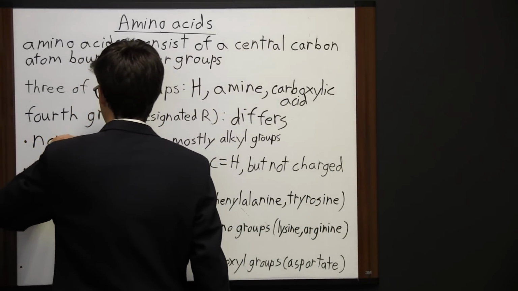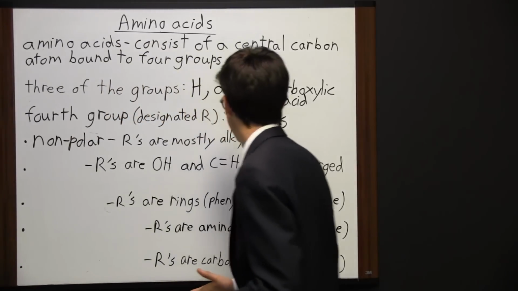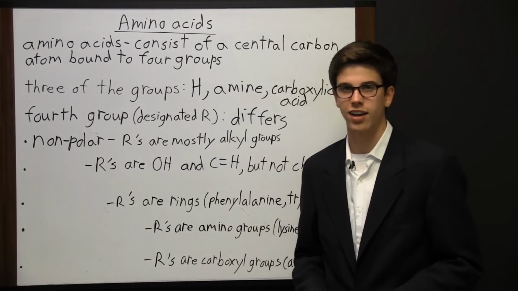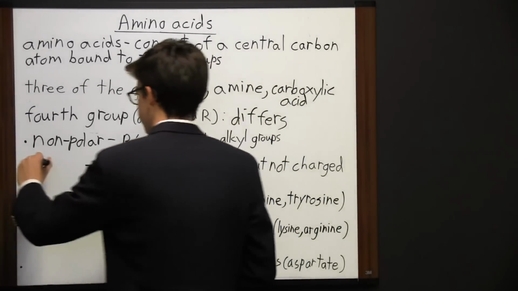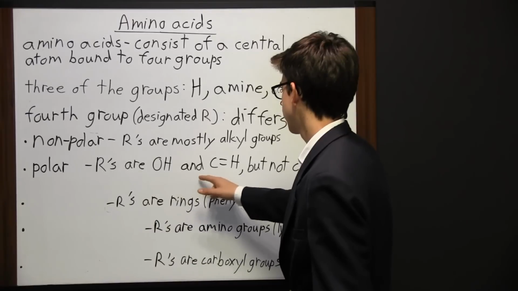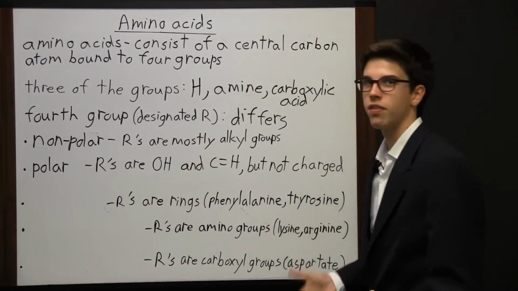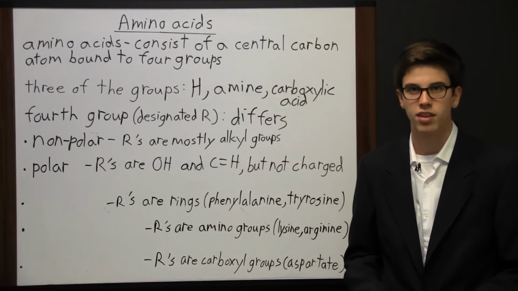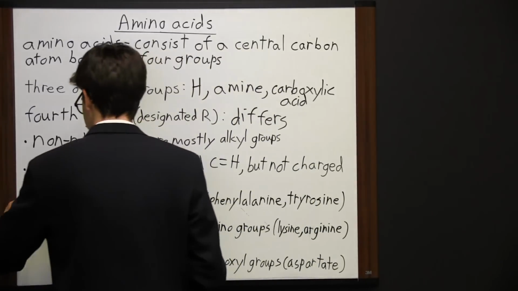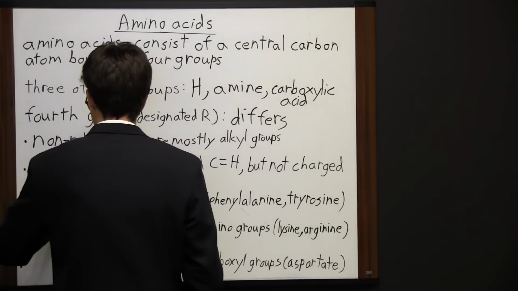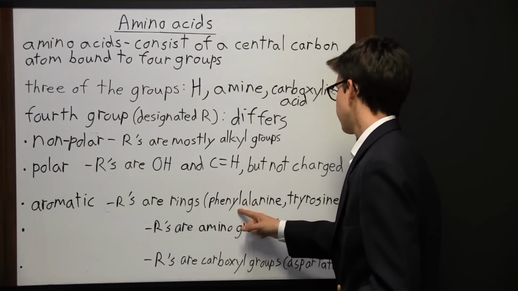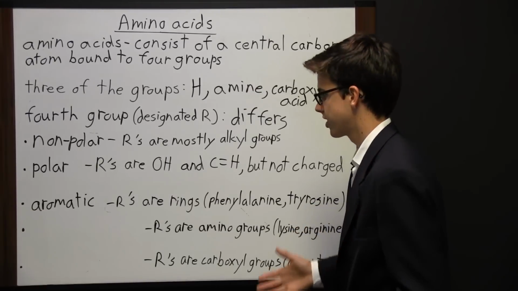So the first is nonpolar, which is where the R's are mostly alkyl groups. And so that's like alanine, valine, and leucine. And then we have the polar group, which is where the R's are oxygen and hydrogen and a double bond between carbon and hydrogen, but they are not charged. So that would be something like serine, glutamine, or proline. And then we come to the aromatic amino acids, which is where the R's are rings. And so this is phenylalanine, tyrosine, those are some examples.